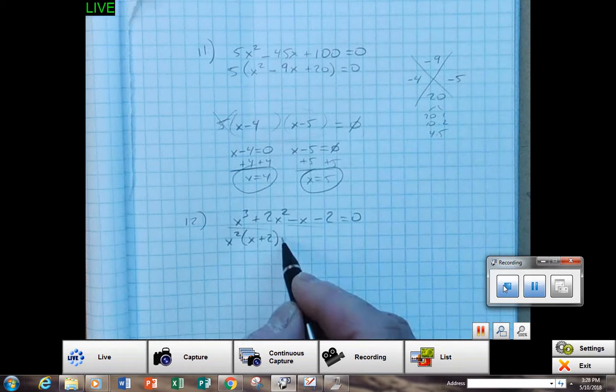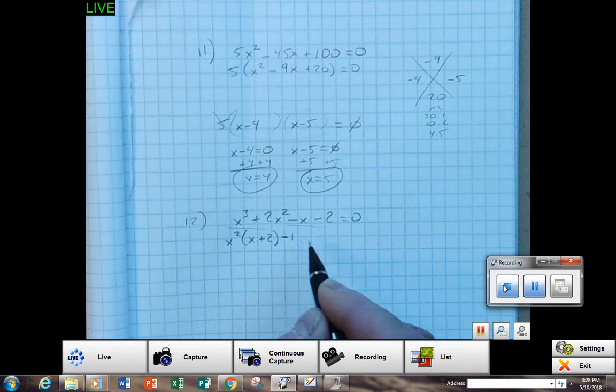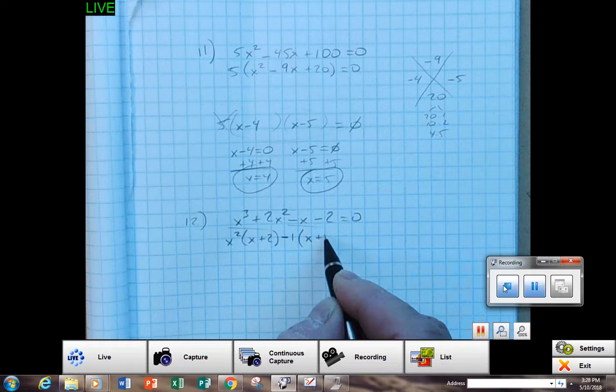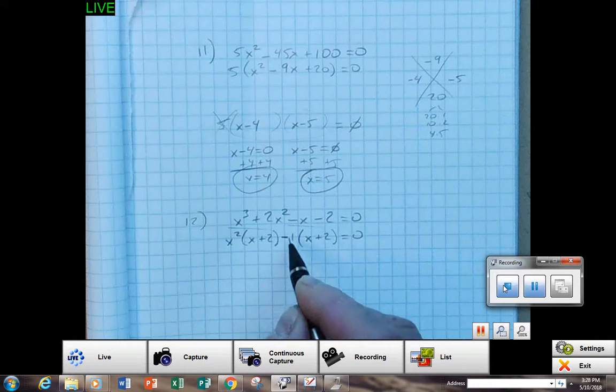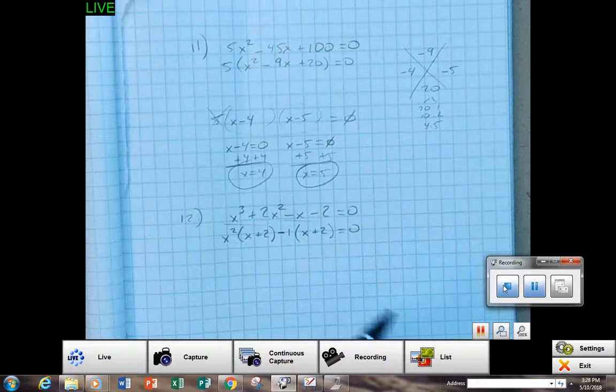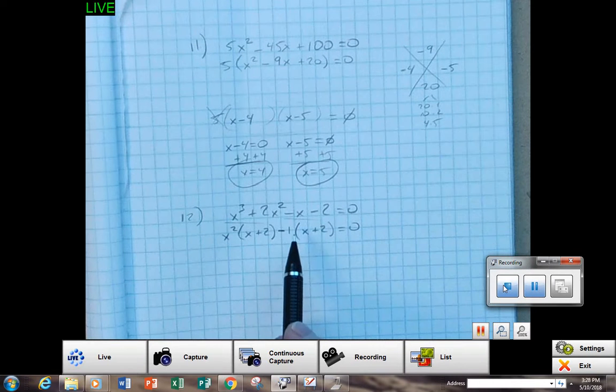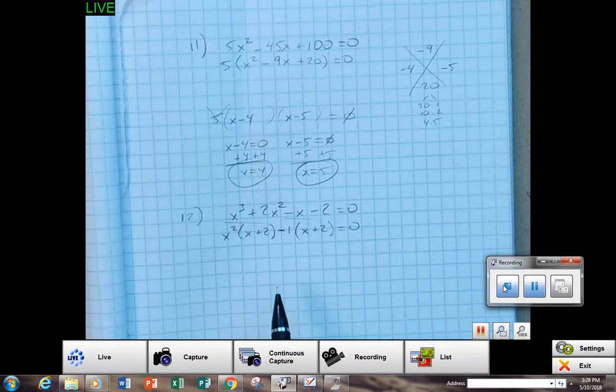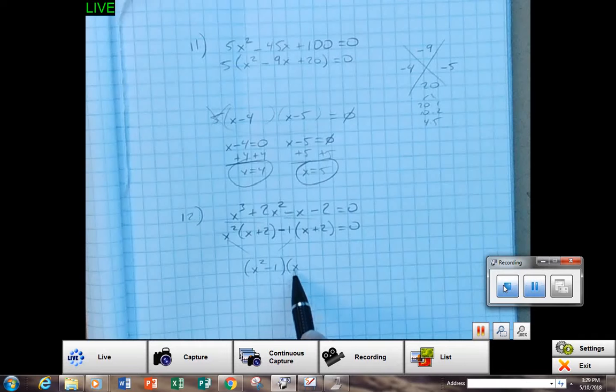I'm going to take out a negative 1 out of there, and that will have to be x plus 2 in there for me to get negative x, negative 2. So taking out a negative 1 in there makes that have to be x to distribute and get negative x, and positive 2 to distribute to get that negative 2 up there. And now you bring these two pieces together. So you have x squared minus 1 and x plus 2.